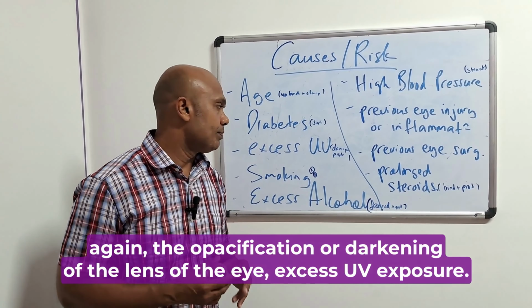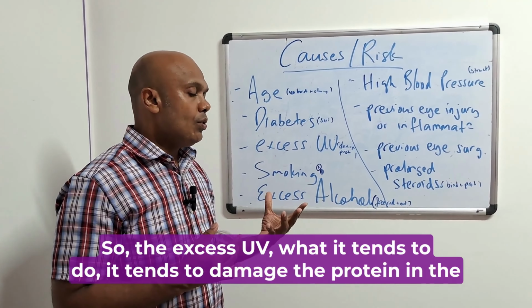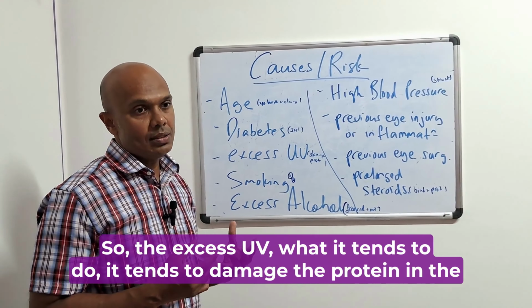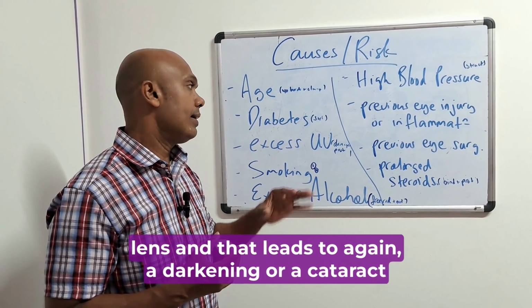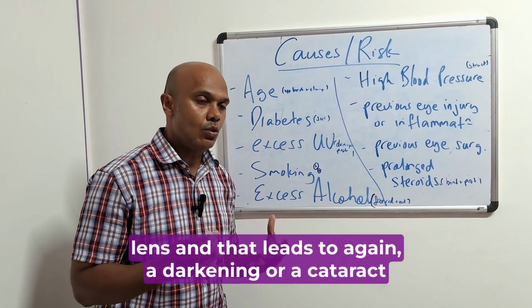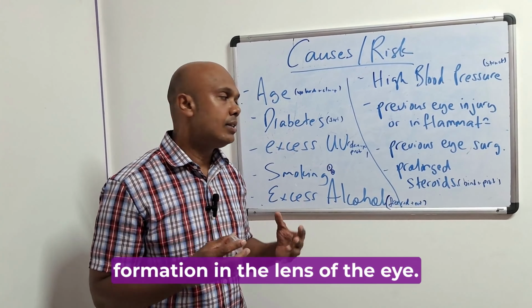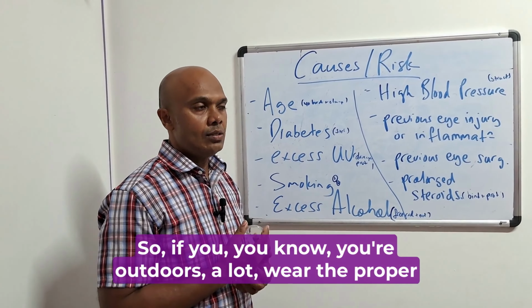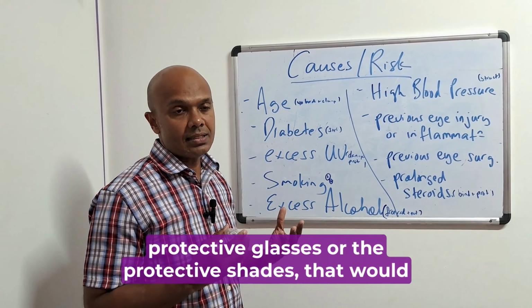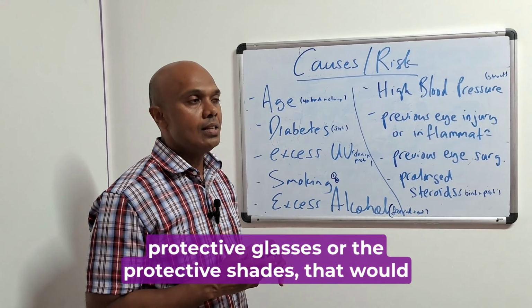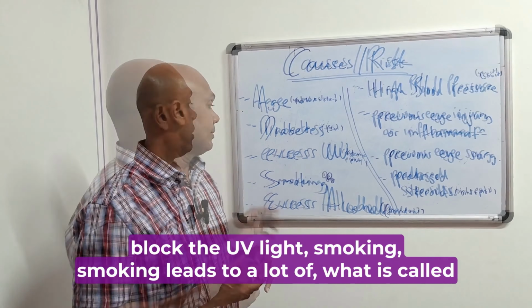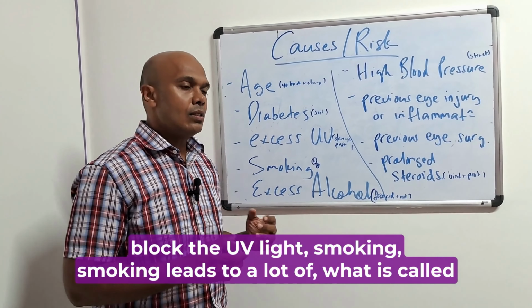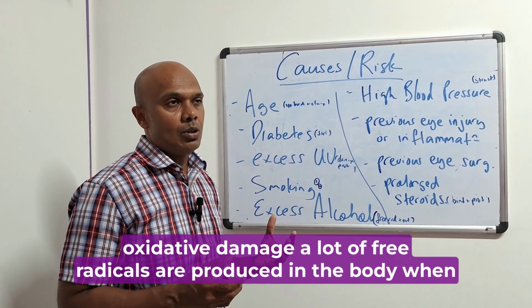Excess UV exposure. The excess UV tends to damage the protein in the lens, and that leads to, again, a darkening or cataract formation in the lens of the eye. So if you're outdoors a lot, wear the proper protective glasses or the protective shades that would block the UV light.